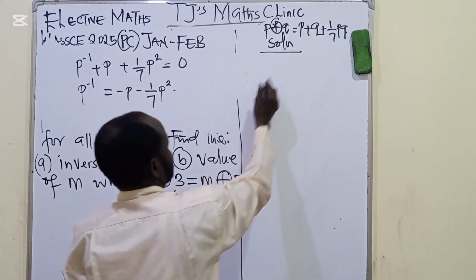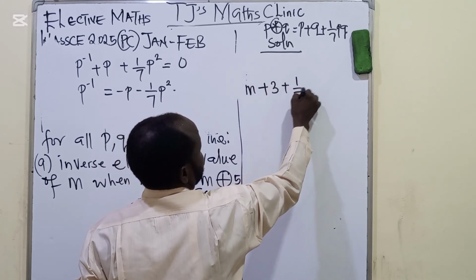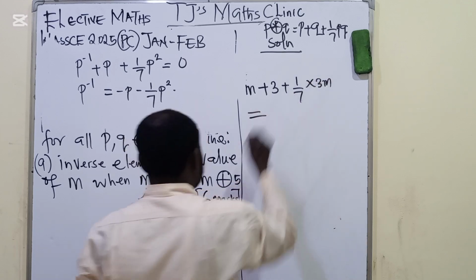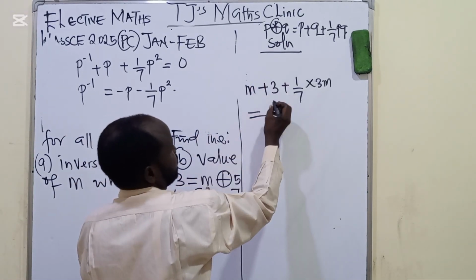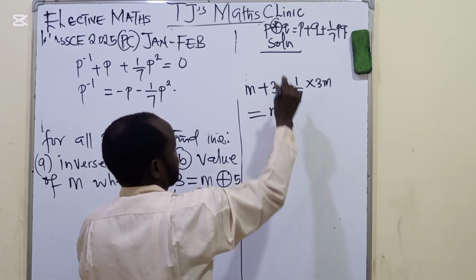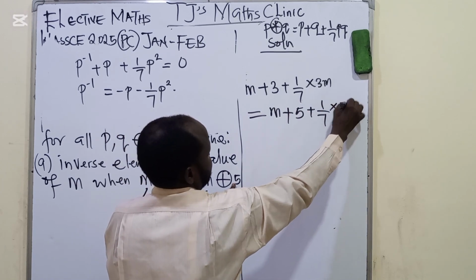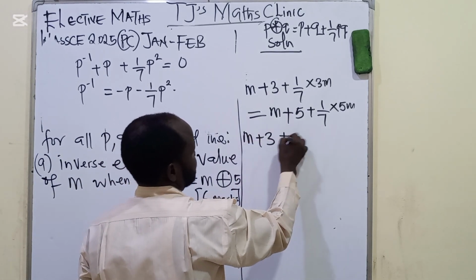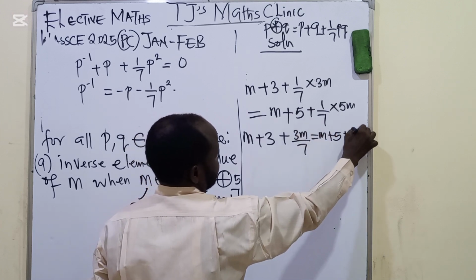Let's substitute. Anywhere we see P, we put M, plus Q, which will be 3, plus 1 divided by M times 3, which is 3M, will now be equal to, we compare the right-hand side now, M to P, then 5 to Q. This will now be, anywhere we see P, we put M, plus Q, which is 5, plus 1 divided by 5 times M. So our aim is to find M. This will be M plus 3 plus 1 divided by 3M over 7 equals M plus 5 plus 1 divided by 5M over 7.